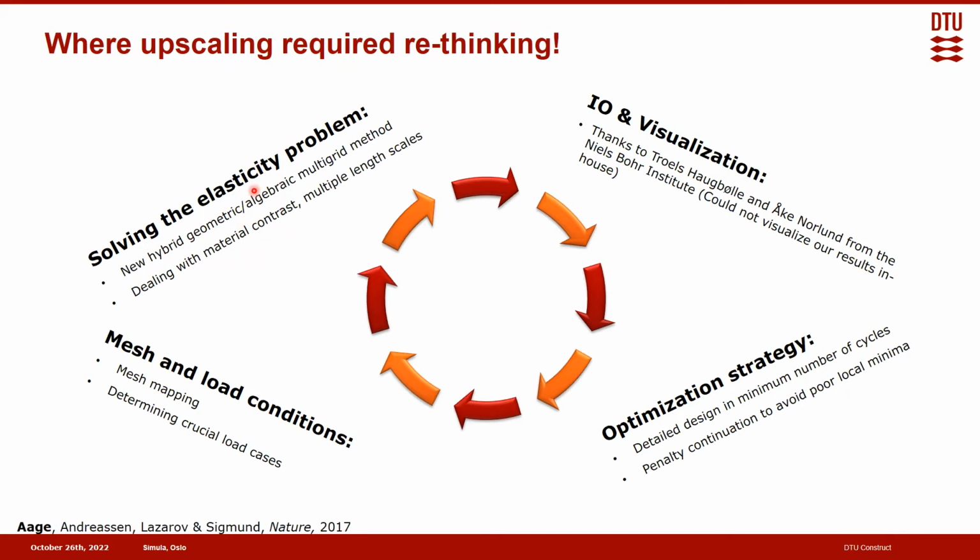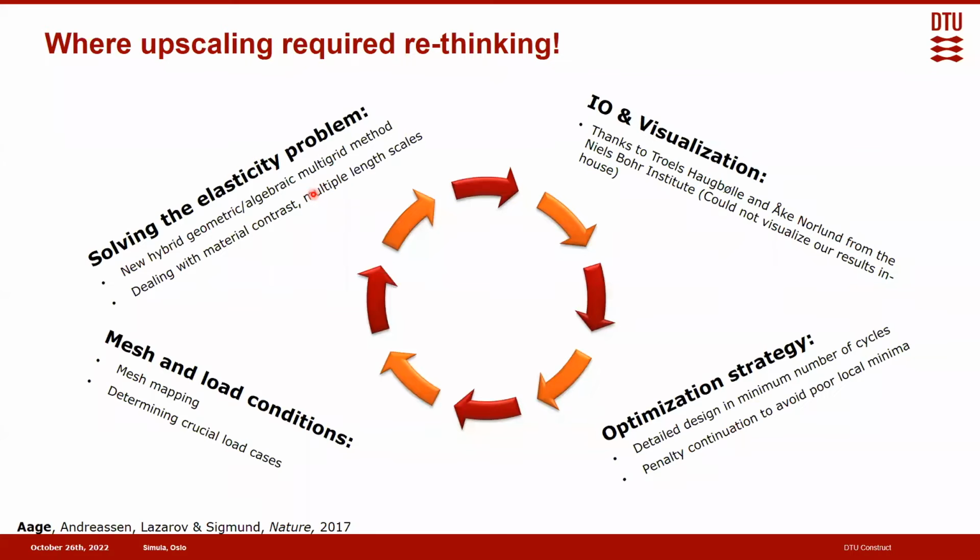So we did some funny hybrid geometric algebraic multigrid combo for this. And the real problem here is that we are dealing with a high material contrast and a big difference in length scale. So we have 1 billion in difference between weak and stiff material, and we have length scale that covers 4 orders of magnitude.